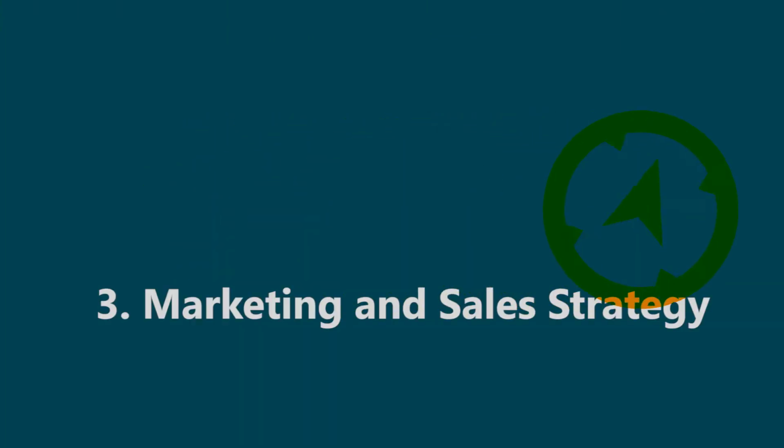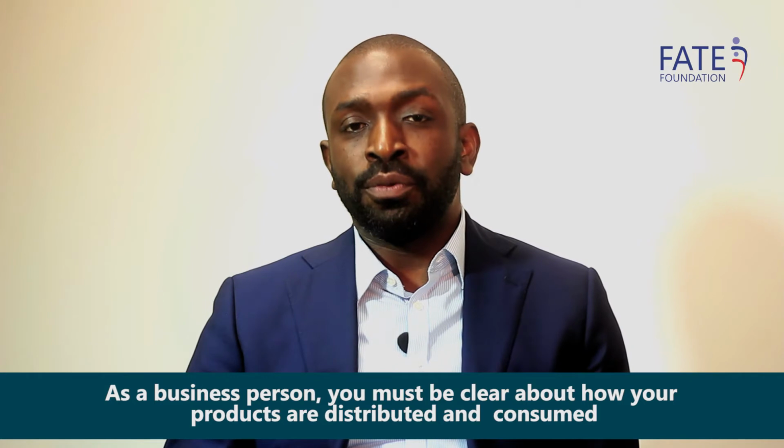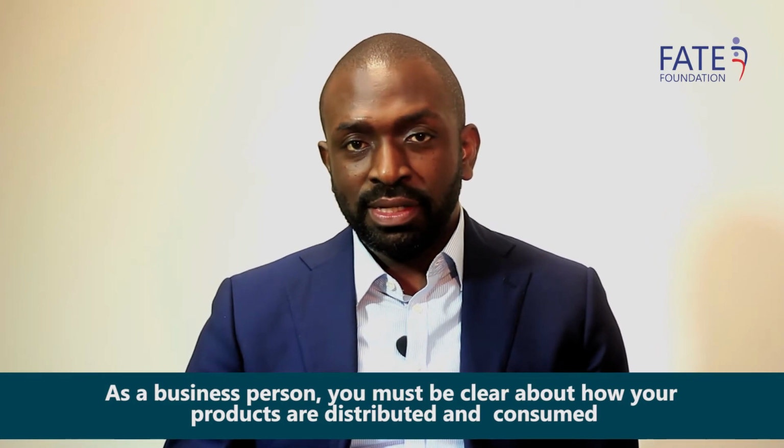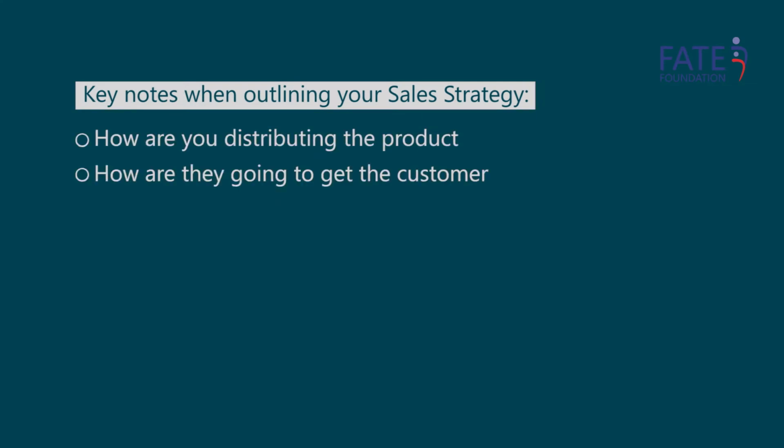So the next section of your business plan is your marketing and sales strategy. And before I talk about that, I think something important to note. As a business person, you must be clear about how your products are distributed and consumed. And these are aligned to your marketing and your sales strategy. Now, for sales, a lot of your thinking should be, one, how are you distributing this product and how are they getting through to the customers that will consume them?